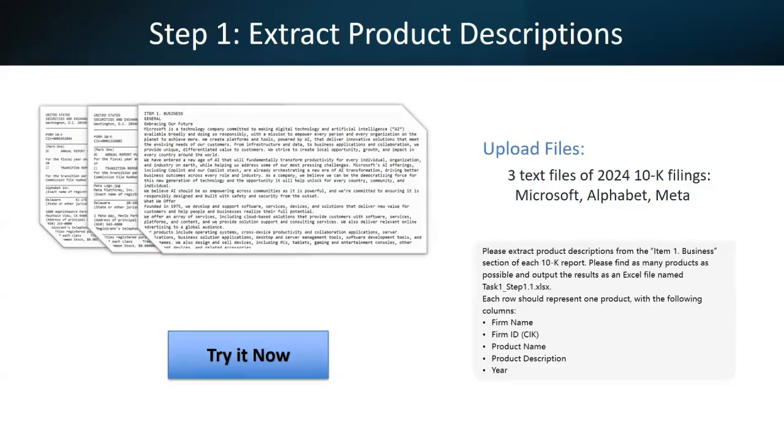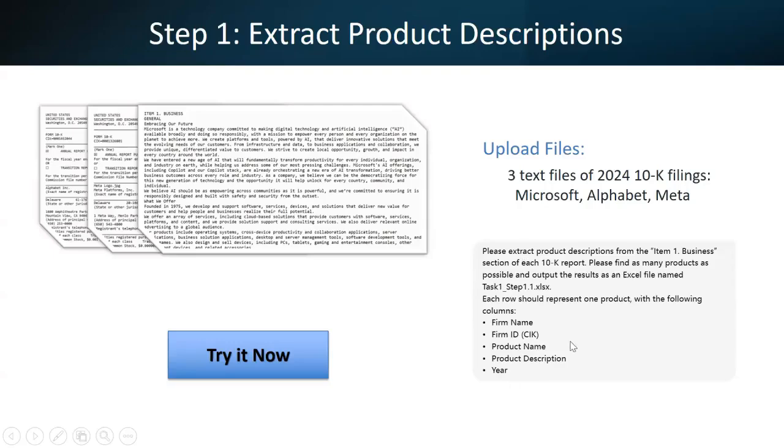What I want you to try is to put the 3 files into GPT, and then give the prompt. So you see the prompt: please extract the product description from the Item 1 business description from the 10K, find as many products as you can, and output the result into the task 1 Excel file. And you want to define the columns clearly: firm name, which is Google or Facebook, firm ID (CIK), product names from the 10K text, product description, and year.